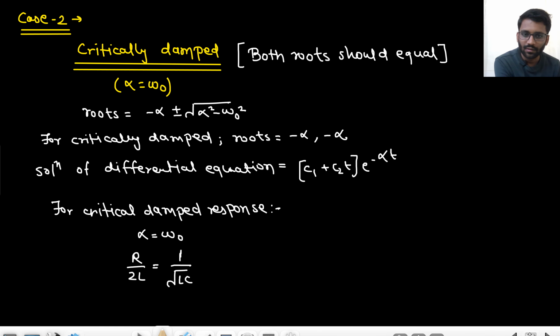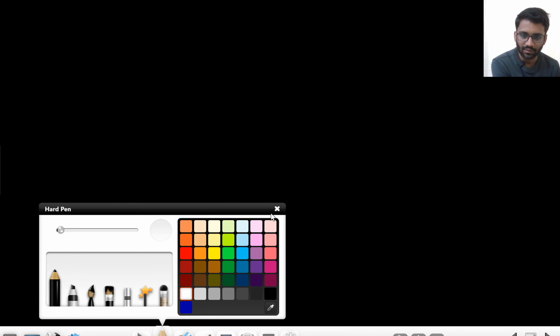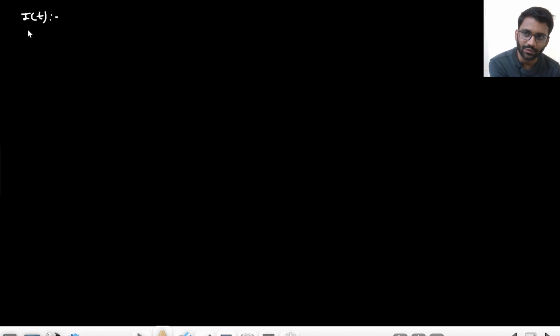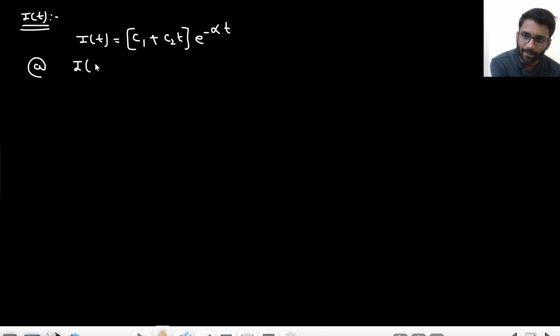So the response. The solution of the differential equation, basically this is y(t). The response is y(t). Now let's find it for the current i(t). What will be the expression of i(t)? It will be C1 plus C2 t, e to the power minus alpha t. At t equals to 0, i(t) is I naught. If you put t equals to 0 here, this will be 1 and this will be 0, so only C1. So C1 value is equal to I naught.